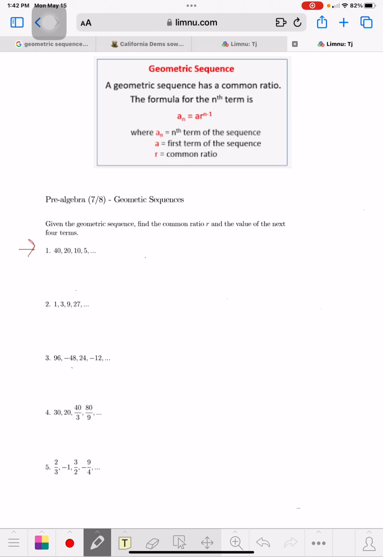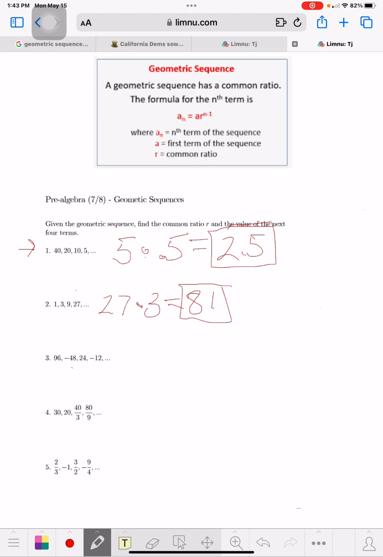So on the first one, the common ratio is 0.5. So you can multiply to get the sixth one. You take 5 times 0.5 equals 2.5. So that's the next answer, 2.5. Then you take the next one and look for the common ratio. We just solved that it was 3. So 27 times the common ratio, 3, equals 81. And that's the next number. So you see how we just went down like this?